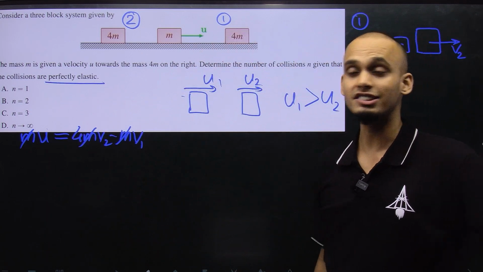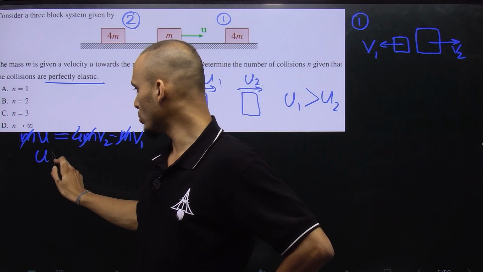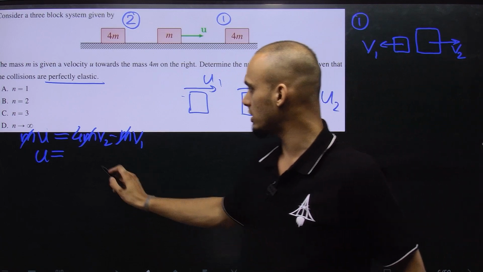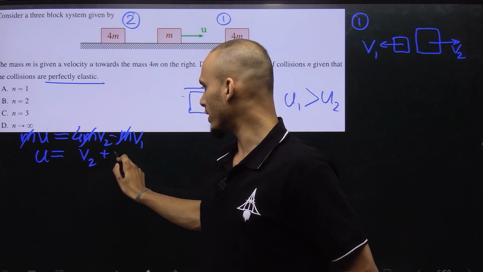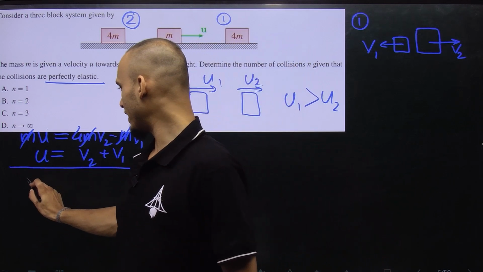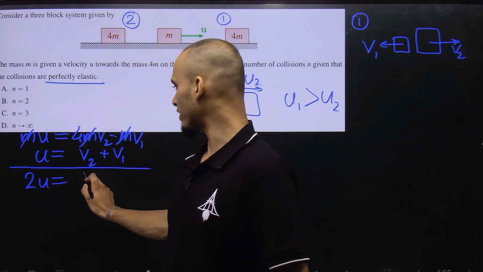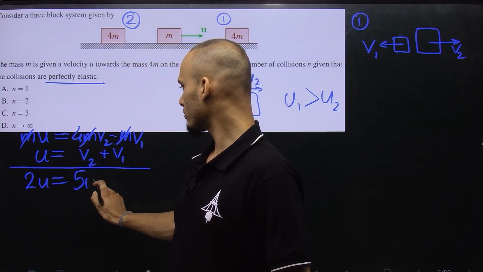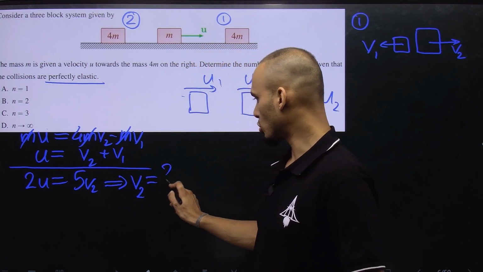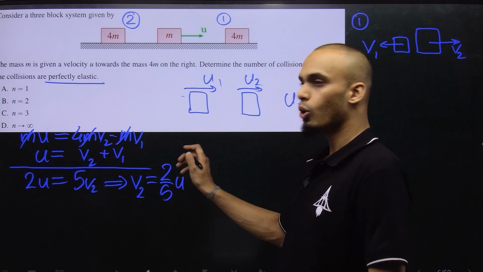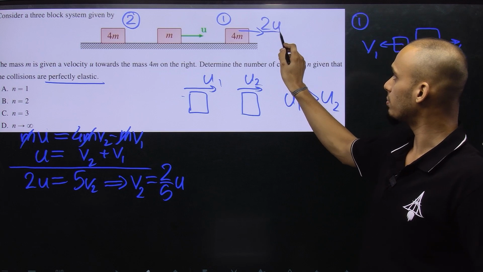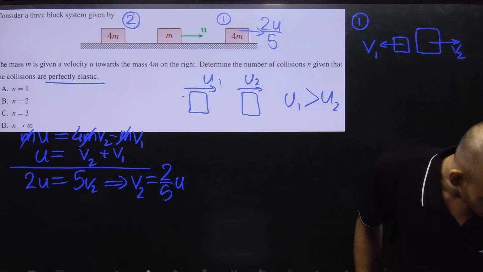Since 4m was at rest initially, the velocity of approach is nothing but u, and the velocity of separation, since they are both moving in opposite directions, is the sum of their velocities: v2 plus v1. If we add these two equations, we get 2u equal to (4 plus 1), 5 times v2. From here, v2 is 2u over 5. So after the first collision, the 4m block will start moving with a speed 2u by 5 towards the right.